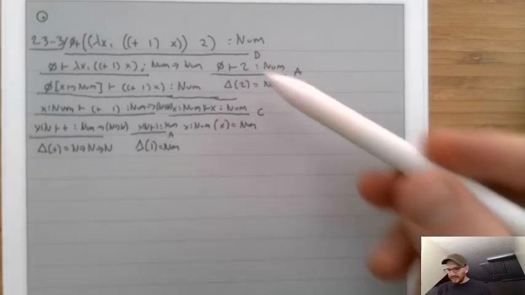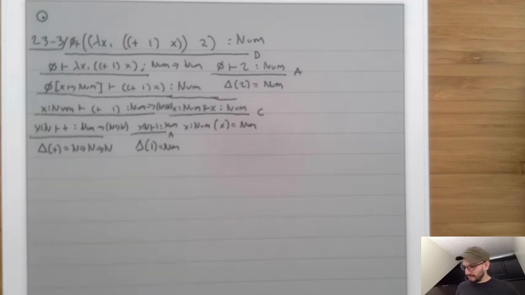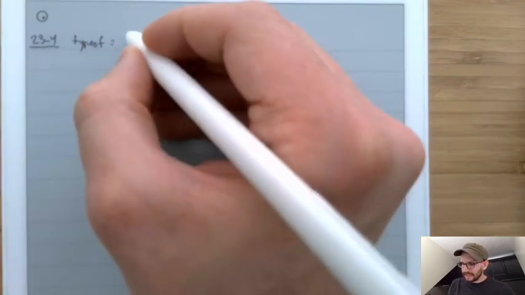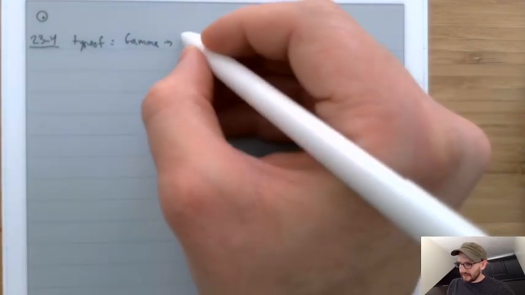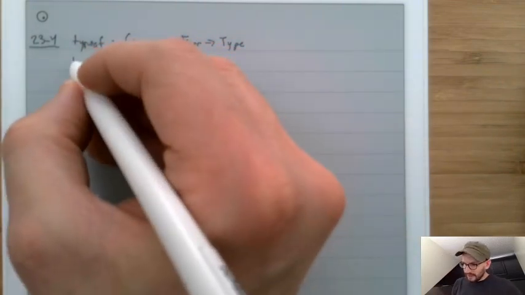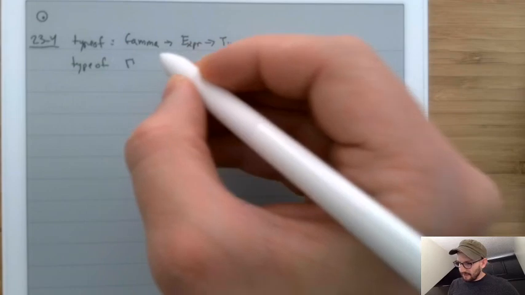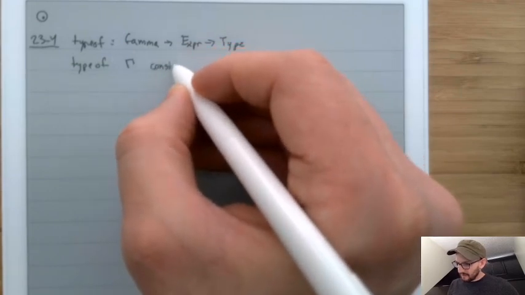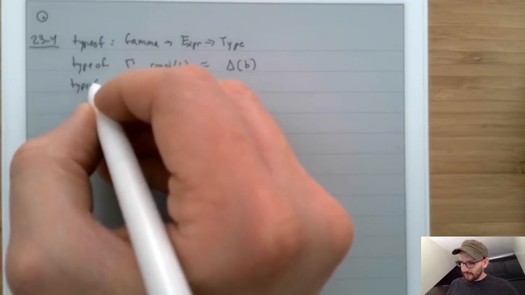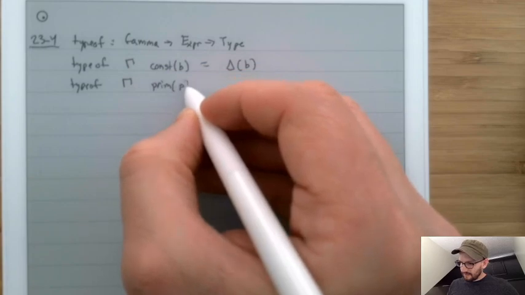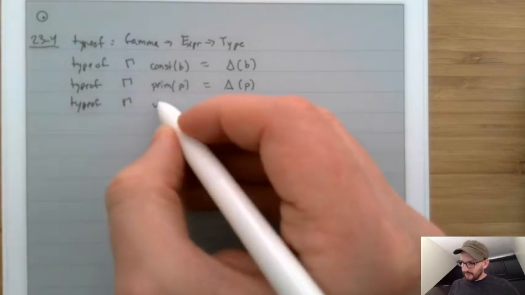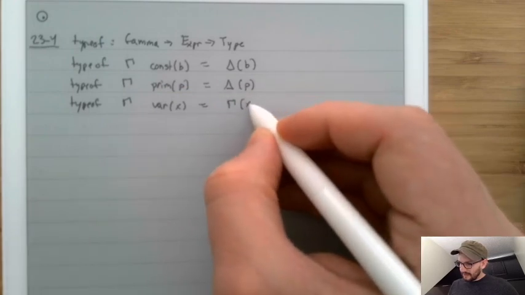All right, so we constructed this thing right here by hand. Let's write a function that does the same thing. So we're writing a function called type of, and it's going to take a gamma, it's going to take an expression, and it's going to return a type. So when we call type of, and we're given some gamma, and we're given a constant, b, then we're just going to call the big delta function. If we call type of, and we're given a primitive, then we're just going to call the big delta function. If we call type of, and we're given a variable, x, then we're going to inspect gamma.